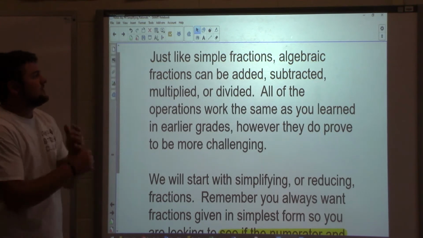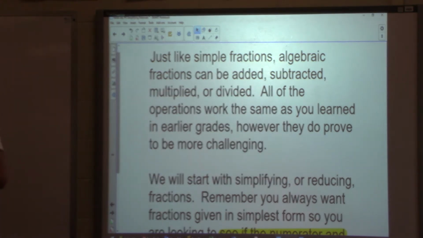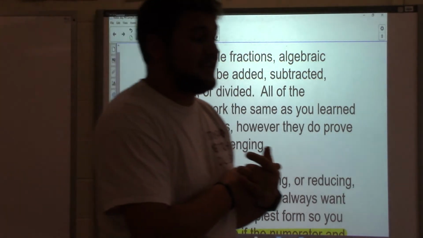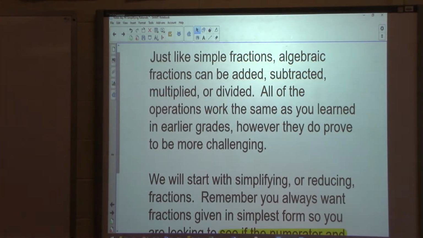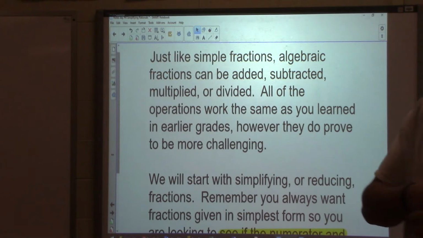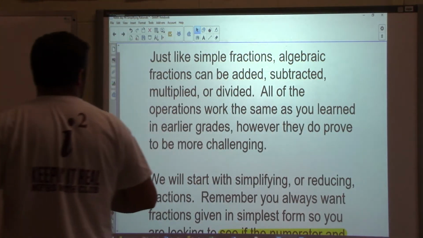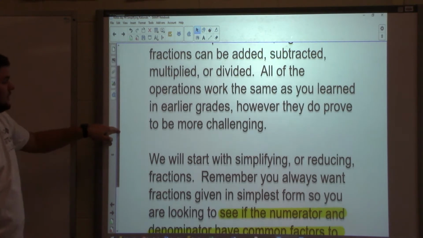And just like fractions, algebraic fractions can be added, subtracted, multiplied, divided. Today I think we just talk about simplifying them. Later on in this unit, in the next couple days, we'll talk about multiplying and dividing these sort of things and then simplifying them. All the operations work the same as what we've learned before.